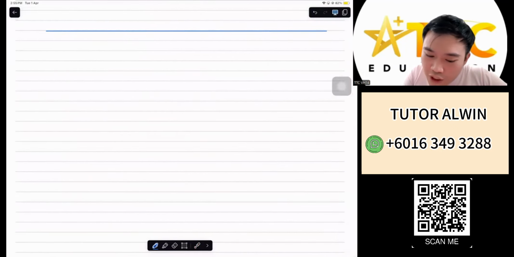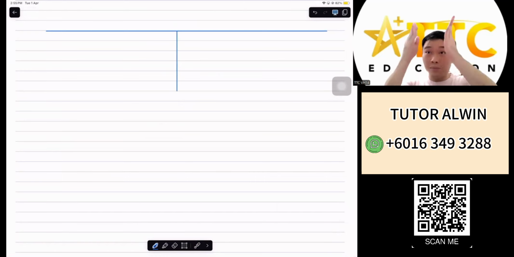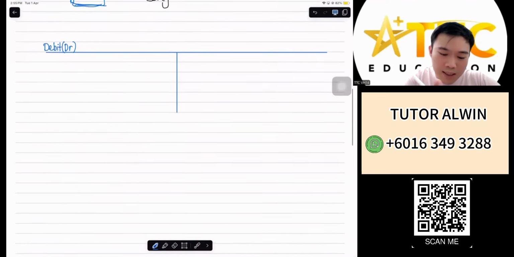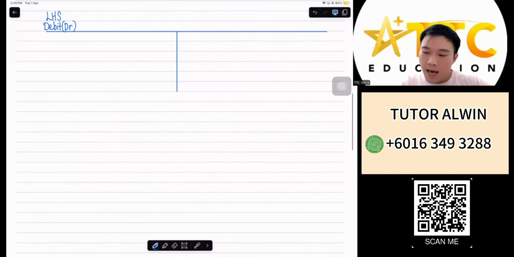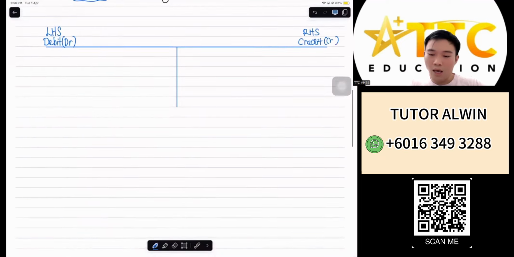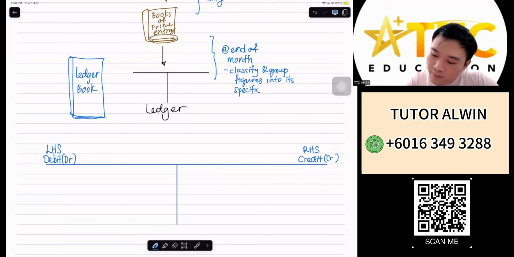A ledger is a T-shaped account. Normally we use the T-shape, although there is another kind of shape called the columnar shape. We have a debit, known as DR in short. This means the left hand side. And then we also have the right hand side where we have our credit. At the end of the month, we will classify and group the figures into their specific groups of account.